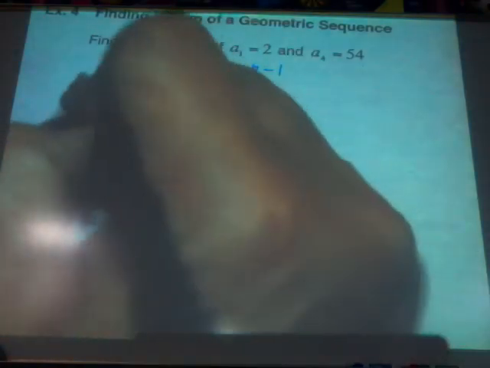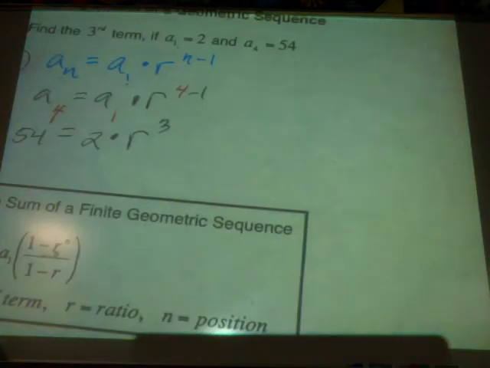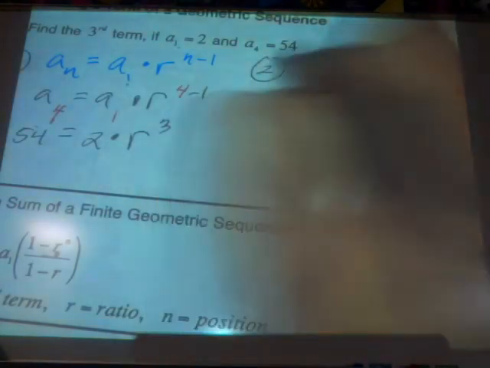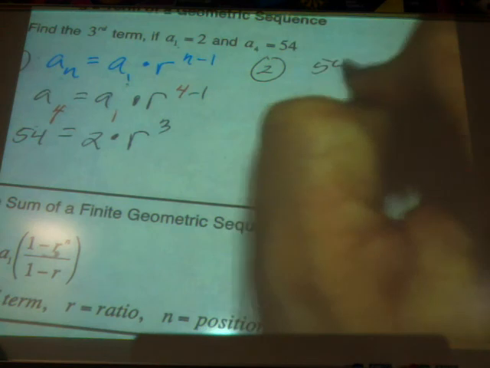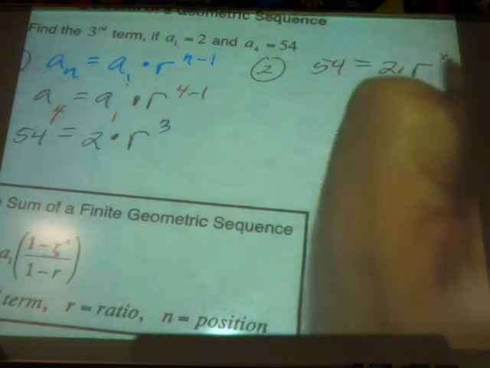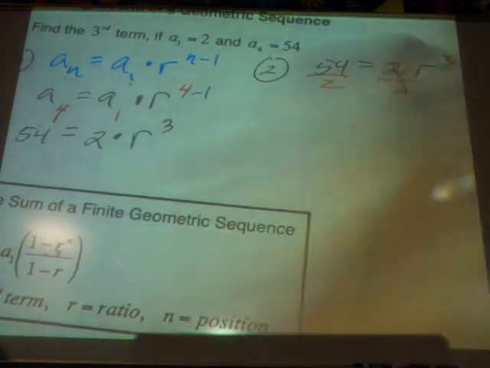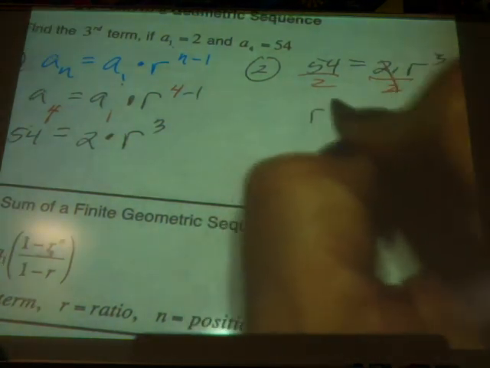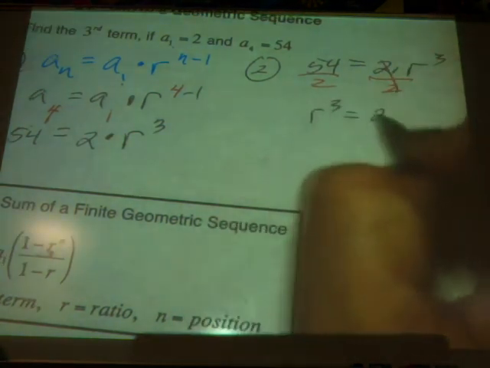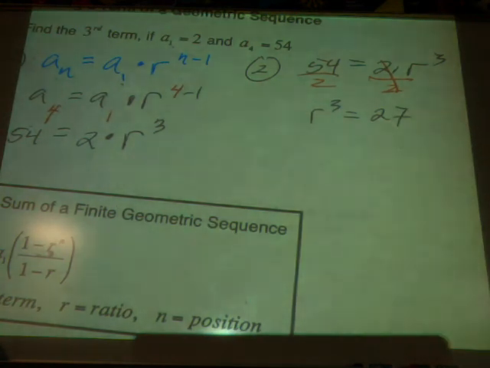Yeah, so I would call this step 1, right? And then let's do step 2 over here. Let's take 54 equals 2 times r cubed, and let's divide it by 2. A very happy thing occurs. I'm going to put r cubed on the left equals 27, right? How do you find r?